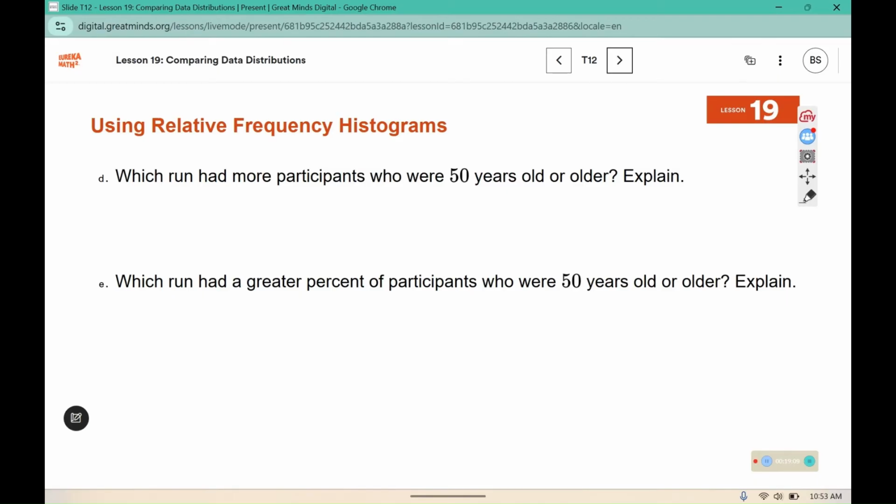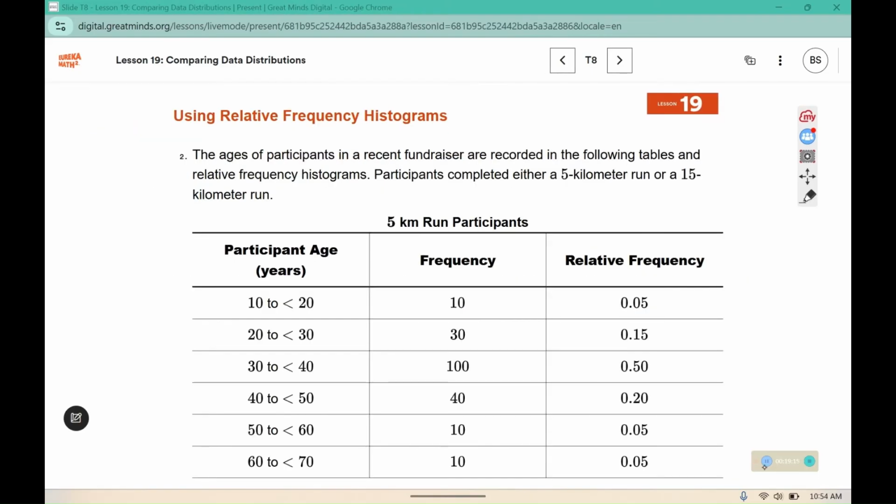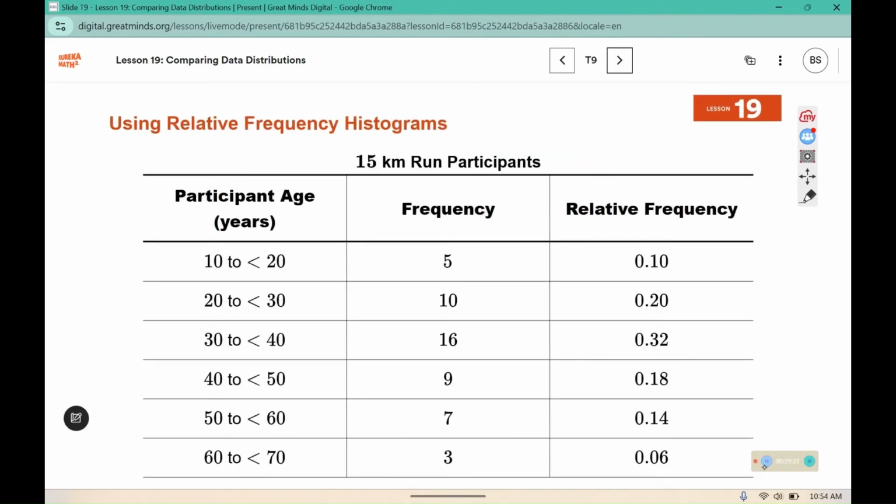D. Which run had more participants who were 50 years old or older? Explain. The 5-kilometer run had 10. There's 10 and 10. The 15-kilometer run had 20.